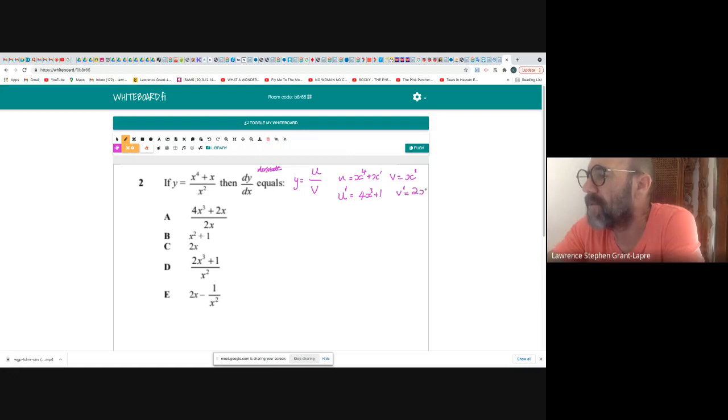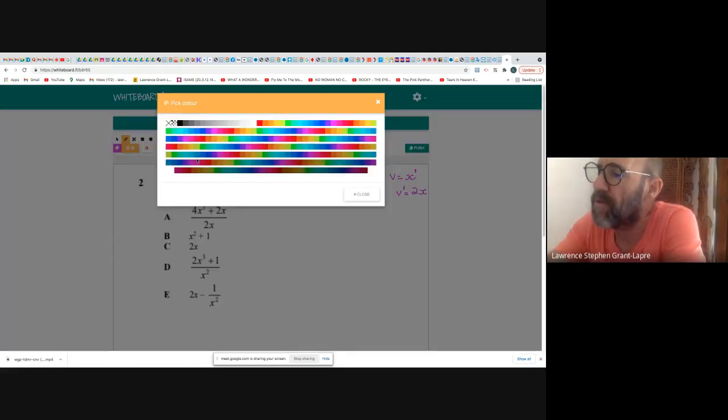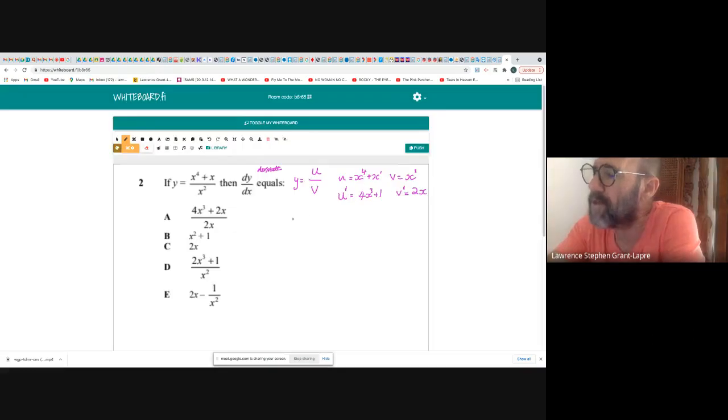Right, so we've done the derivative of the numerator. We've done the derivative of the denominator. And now the quotient rule. So do you know the quotient rule? Yes, you need to know the quotient rule. And dy/dx, the quotient rule says, is v times u dash. It's very important to put v first. Minus u v dash over v squared.